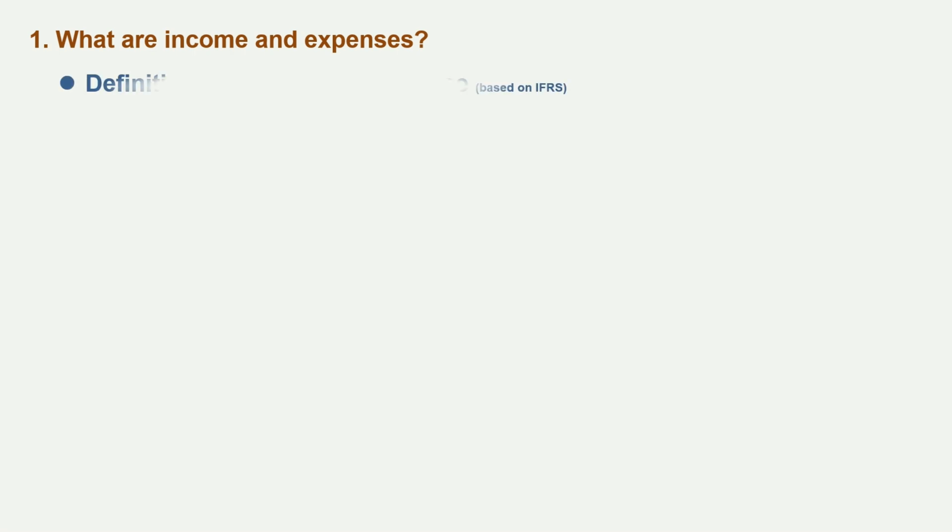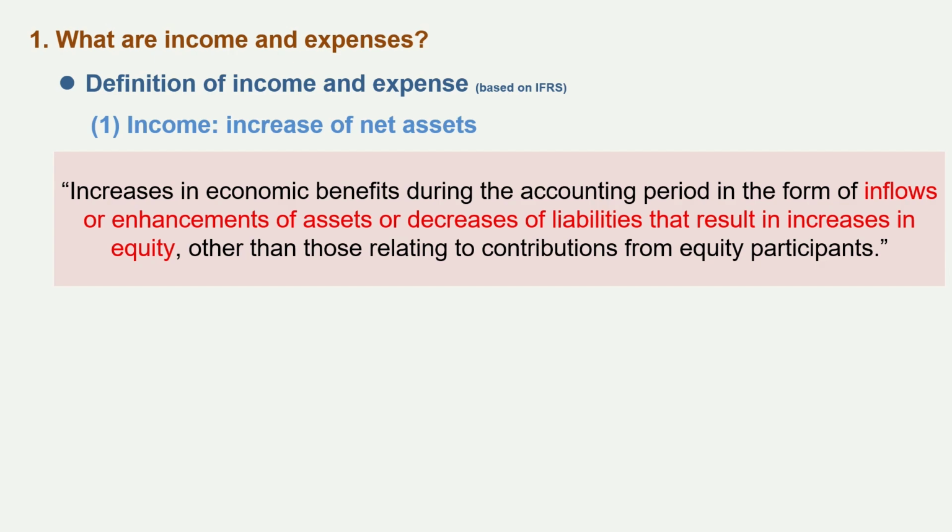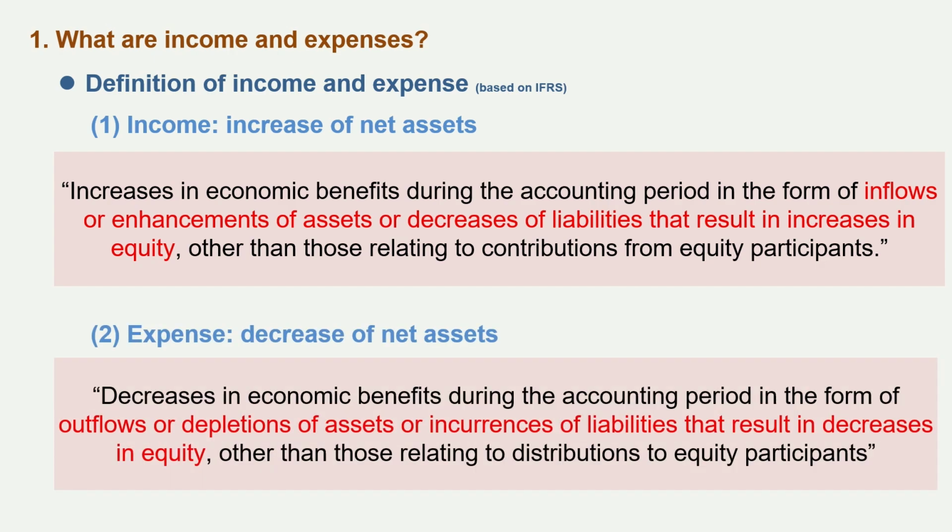In accounting, income and expenses are defined as follows. In short, income is the increase in net assets resulting from business operations, except for capital contributions from shareholders. On the other hand, expenses are net assets that decrease as a result of business operations, except for capital distributions to shareholders. So all changes in net assets, except for capital transactions with shareholders, are called income or expense.